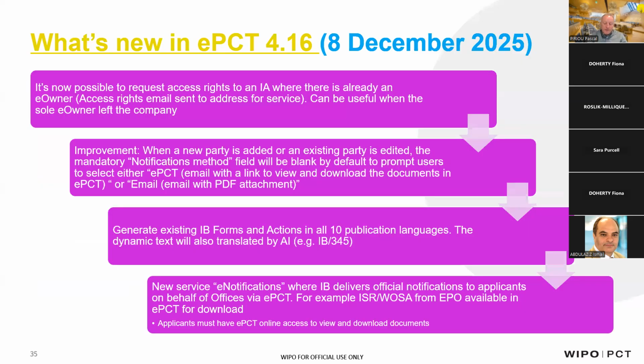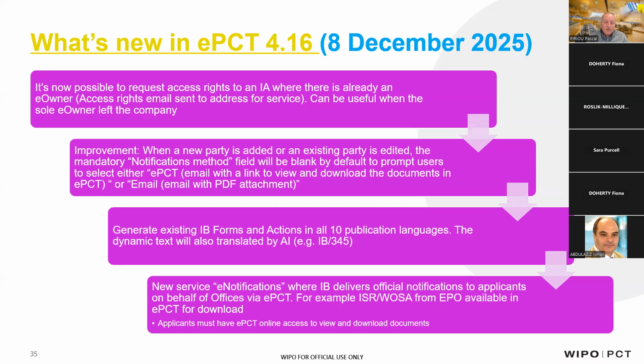So we had a new version of ePCT, which was released last Monday on December 8, 2025. And now it's possible to request access rights to an international application where there is already an e-owner. And again, the access rights request is sent to the address for service. So this can be useful just in case the sole e-owner left the company and you need to have access to the application. In the past, it was not possible to request access rights when there was already an e-owner and you had to contact PCT Services helpdesk. Nowadays, you can request access rights even if there is already an e-owner. So this is a big improvement.